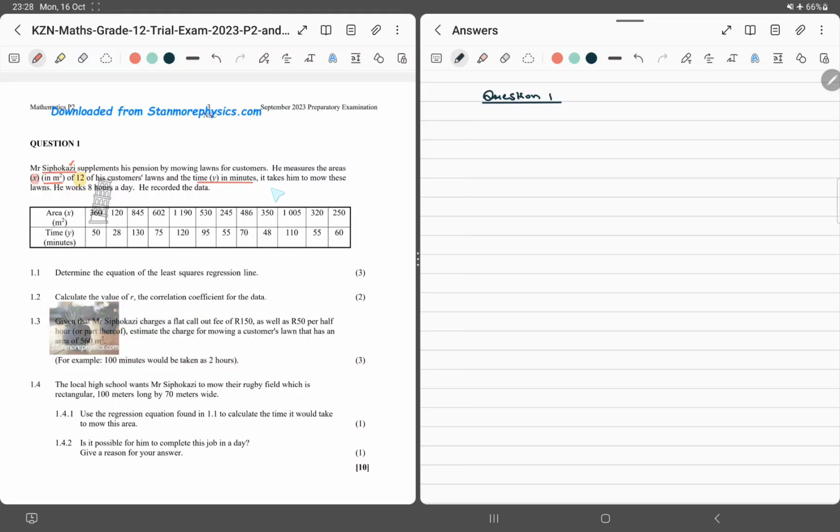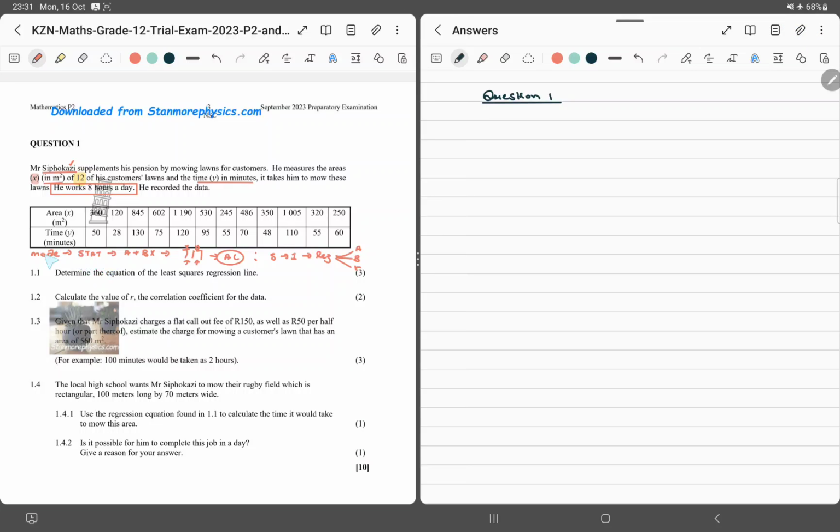It takes him to mow these lawns. He works 8 hours a day. Okay, that's all right. So he recorded the data. So this is bivariate data, so we're going to do the least squares regression stuff here. So let's just go into the business.